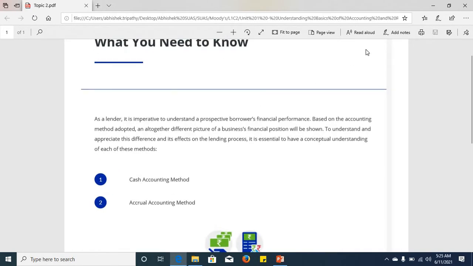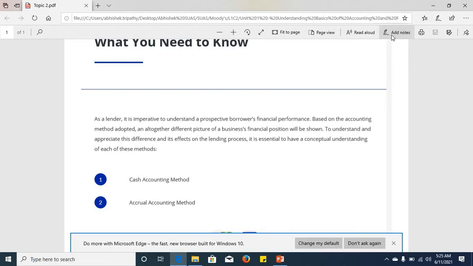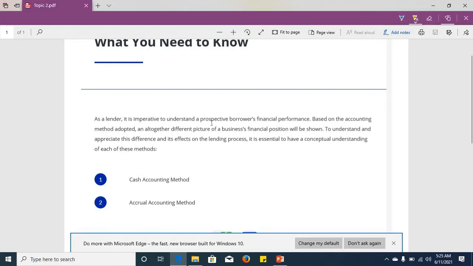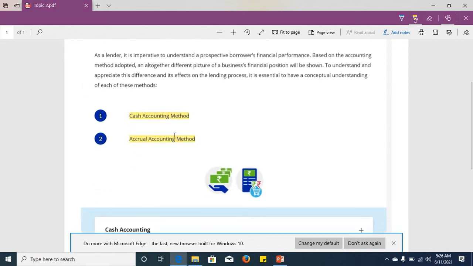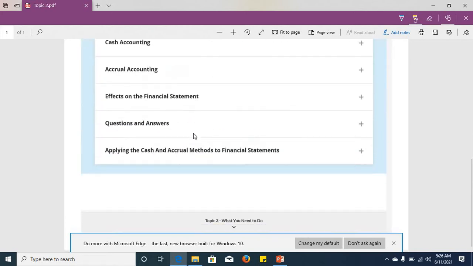So as a lender, it is imperative to understand the prospective borrower's financial performance. Based on the accounting method adopted, an altogether different picture of the business's financial position will be shown. So both these methods give different results. To understand and appreciate this difference and its effect on the lending process, it is essential to have a conceptual understanding of these methods: the cash accounting method and the accrual accounting method.